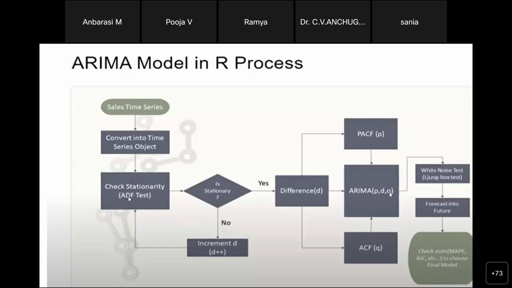Generally they perform this white noise test by using the Ljung-Box test. Generally this test is a hypothesis test.